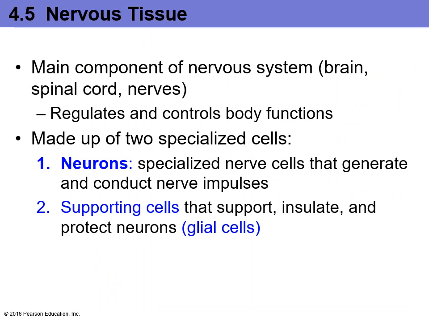This brings us to our last category of our tissues, and that's going to be nervous tissue. Nervous tissue is exclusively found within the nervous system, so we're taking a look at the brain, the spinal cord, and the nerves. Within nervous tissue, you're going to see two types of cells. You will see the neurons, which are specialized nerve cells. They're able to receive stimuli, process it, and send off signals, release neurotransmitters.